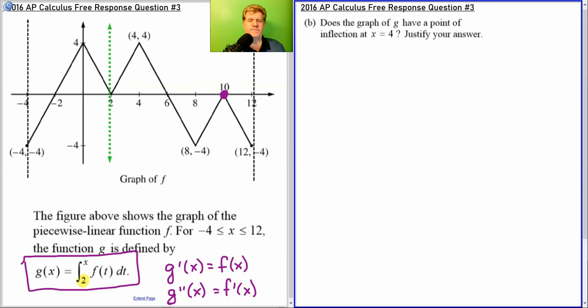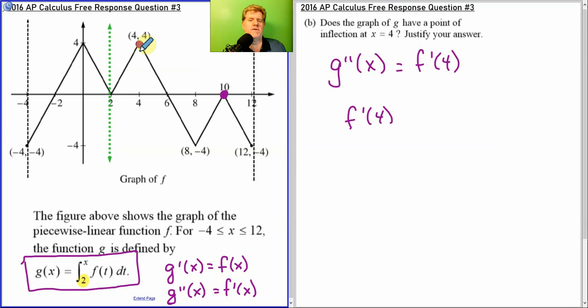All right. Does G have a point of inflection? Points of inflection are second derivatives. And as we said earlier, second derivative of G is the same as the first derivative of f. So we have to analyze f prime of 4. Now f prime of 4 is up here. Now there's f prime, so we're talking about the slopes of f.